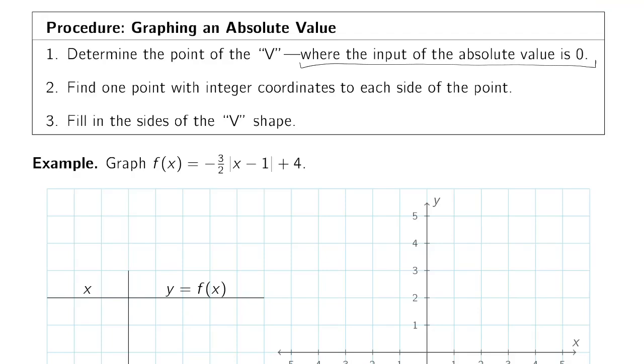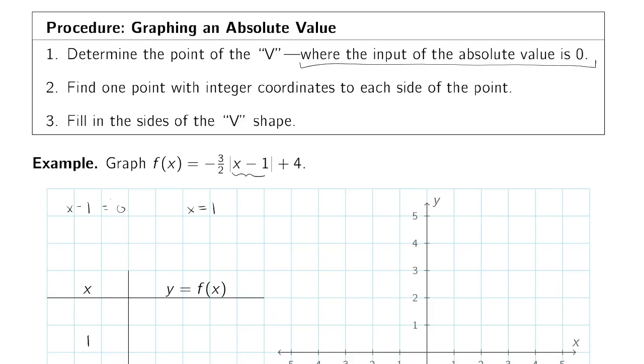As an example of this procedure, let's graph the function f of x equals -3/2 times the absolute value of x minus 1, plus 4. So the first thing we need to do is figure out the point of the V shape. So that's where x minus 1, the expression inside the absolute value, is 0. In other words, that happens where x equals 1. I'm going to put x equals 1 as the middle input in this table of values that I'm making.